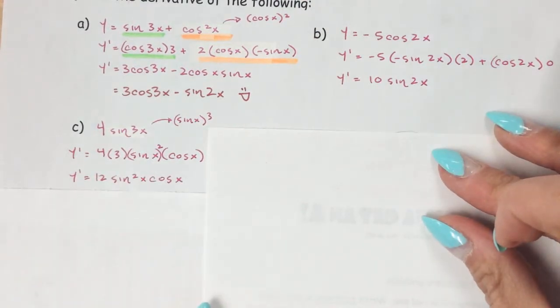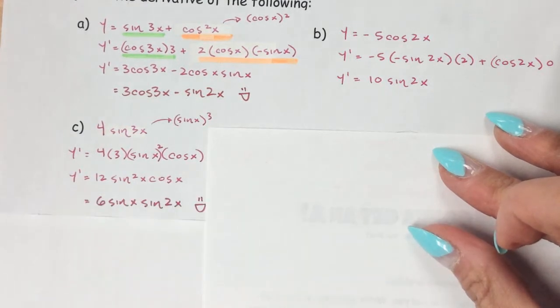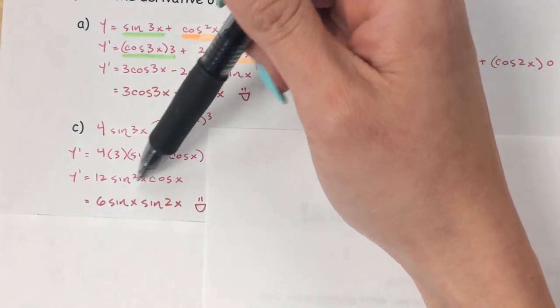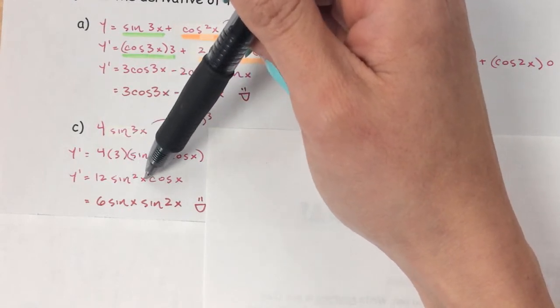And then so this is fine, but I might realize that this right here is sine x times sine x. So there's a sine x, and then there's another sine x.